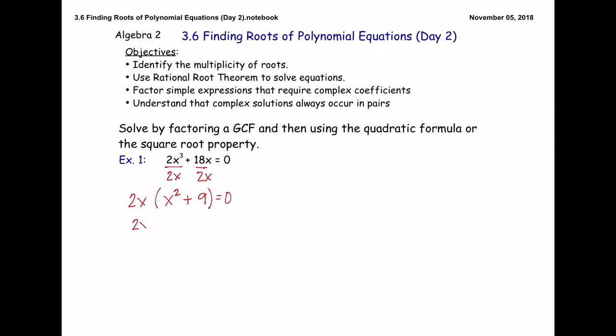So we're going to set 2x equal to 0, and we're going to set x squared plus 9 equal to 0. The inverse of multiplication is division, so we get x is equal to 0. The inverse of addition is subtraction, so we get x squared is equal to negative 9. The inverse of squaring something is square rooting it, so we get x is equal to plus or minus the square root of negative 9. So we know that x is equal to plus or minus 3i.